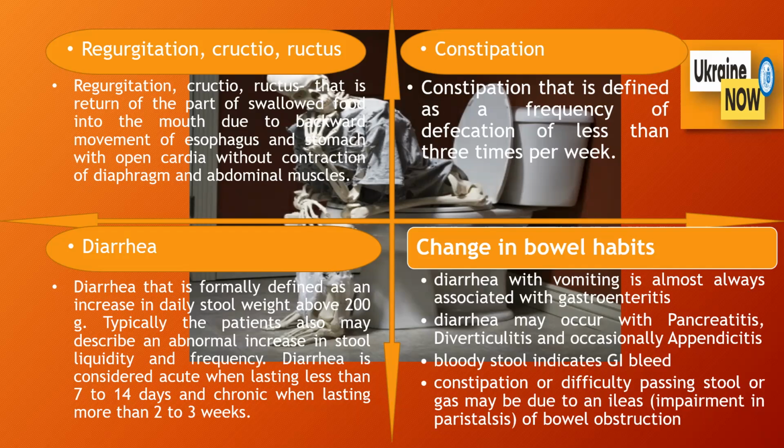Diarrhea with vomiting is almost always associated with gastroenteritis. Diarrhea may occur with pancreatitis, diverticulitis, and occasionally appendicitis. Bloody stool indicates gastrointestinal bleeding. Constipation or difficulty passing stool or gas may be due to an ileus or bowel obstruction.